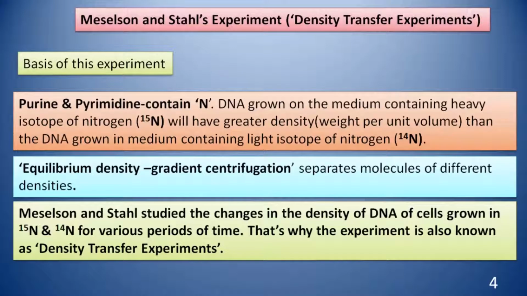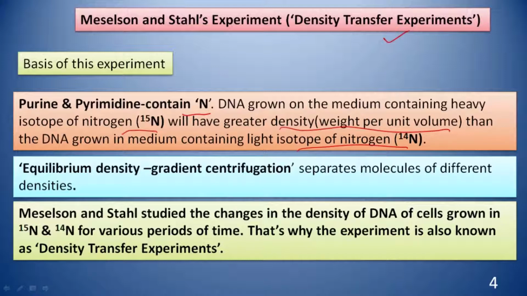So let's see what this experiment is. The Meselson and Stahl experiment is also known as the density transfer experiment. So what is the basis of this experiment? The basis is that purines and pyrimidines contain nitrogen. So DNA grown on medium containing the heavy isotope of nitrogen, that is N15, will have greater density, meaning weight per unit volume will be more than the DNA grown in medium containing the light isotope, that is N14.